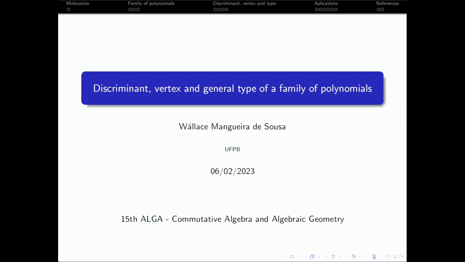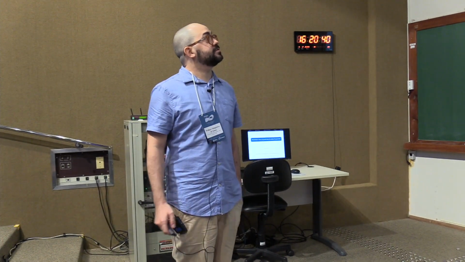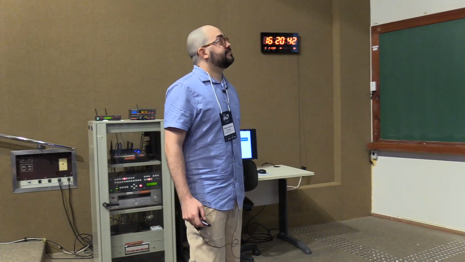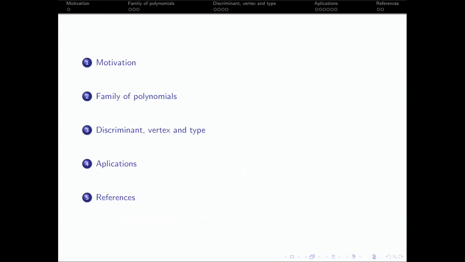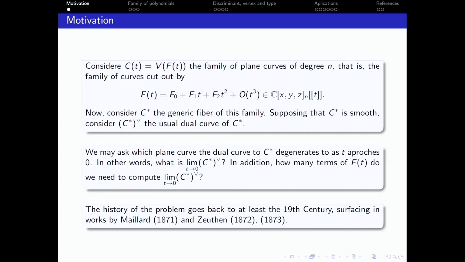I would like to thank the committee for the opportunity. The topic is discriminant, vertex, and general type of a family of polynomials. The structure is this one: motivation, family of polynomials, discriminant, vertex, and type, applications, and references. The motivation of this talk is the following.